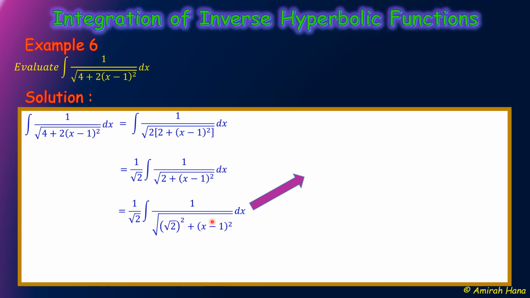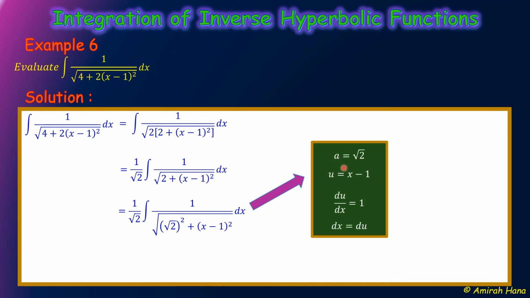And after this, we can use u substitution. Our a is root 2. Root 2 is a constant, so the constant should be a. And then our u is x minus 1. And after that, we need to differentiate. So when we differentiate, we have du over dx, and we differentiate x minus 1 equals 1. We differentiate x, 1, minus 0. No need to write minus 0, so we just write 1 here. And then we write dx as the subject. So we have dx equals du.